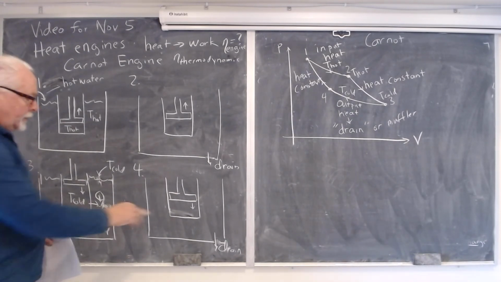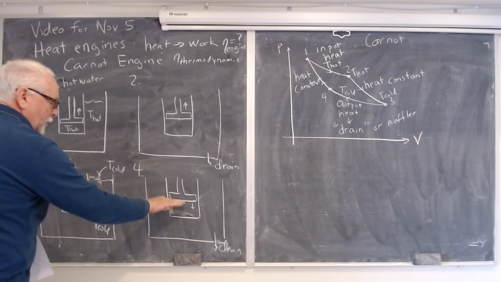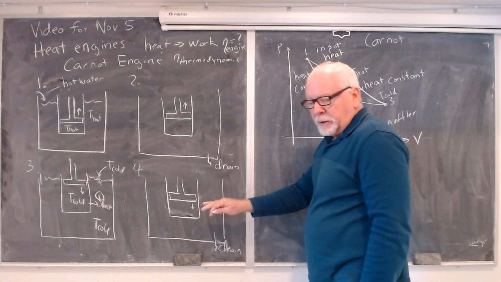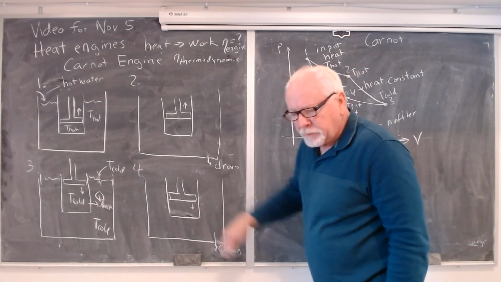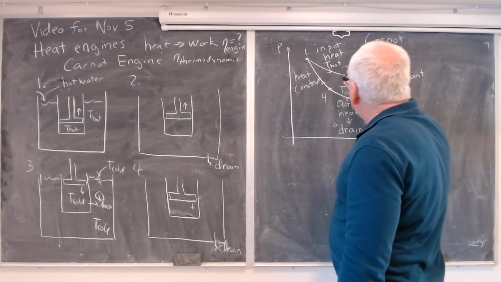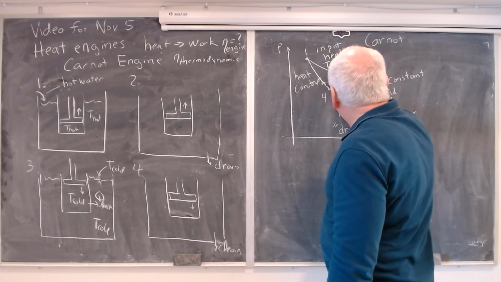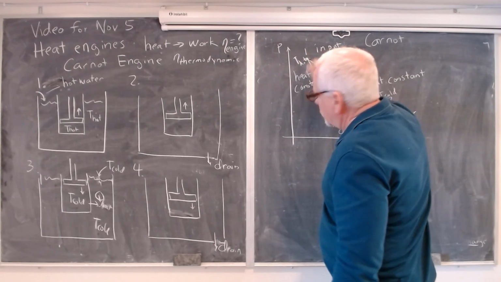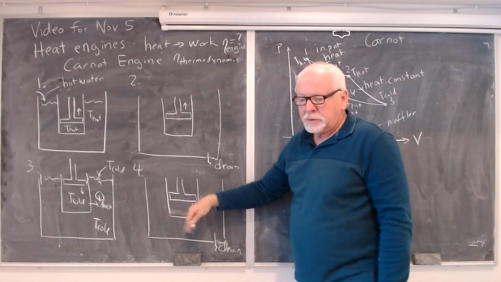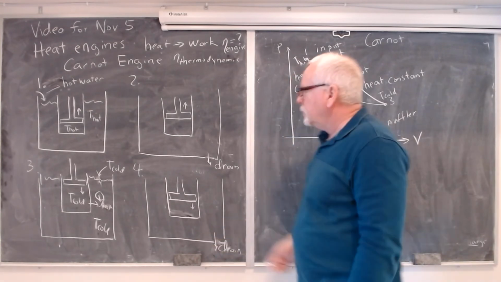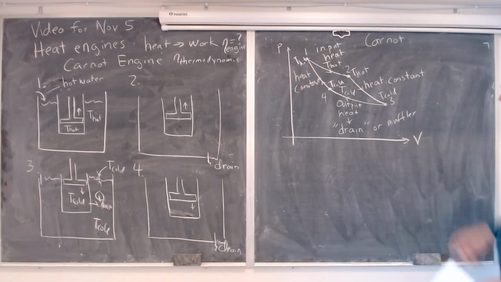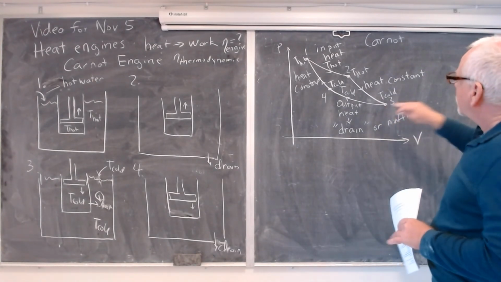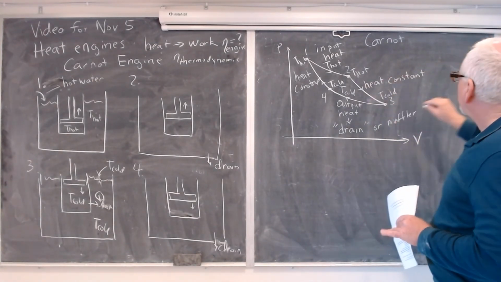And then after step 4, it continues to go down. Now, as it's going down, there's no heat going back and forth. And so what happens there is it goes from T cold to T hot, because as you compress a gas, you have to raise its temperature. So that's the cycle, and it's pretty easy, really. And you can see that now, let's go through.